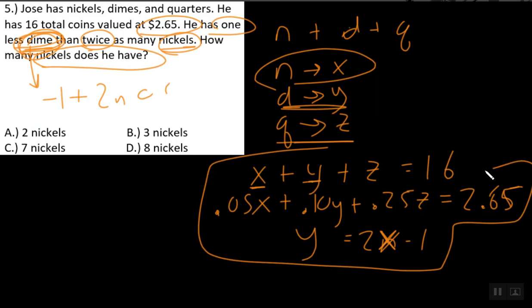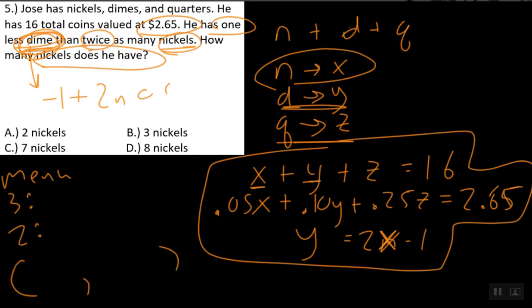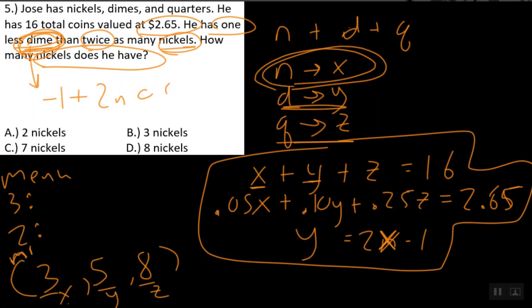Now, if you put this into your calculator using menu 3, 2, you will get this solution. So you'll get the solution 3, 5, 8. And so the question becomes, well, what do we have these labeled as? Since this is x, y, and z, x would be our nickels. So we're going to say, hey, we have 3 nickels and 5 dimes, and we would have 8 quarters. And so the question, how many nickels does he have? The answer, of course, is B. All right, let's go ahead and move on to our next video.